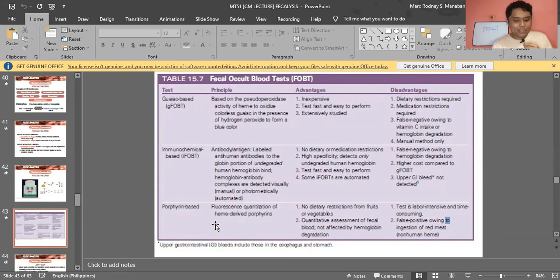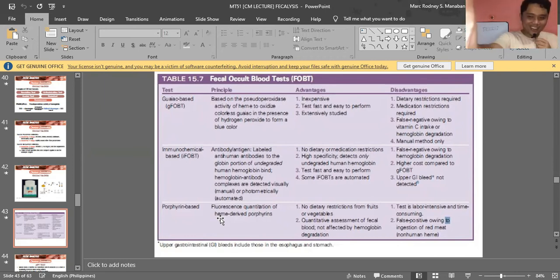Alright, for porphyrin-based, we use fluorescence because again, your heme can be degraded into porphyrins. And porphyrins, again, can fluoresce. Okay, so we use fluorescence. We need a fluorescence microscope.